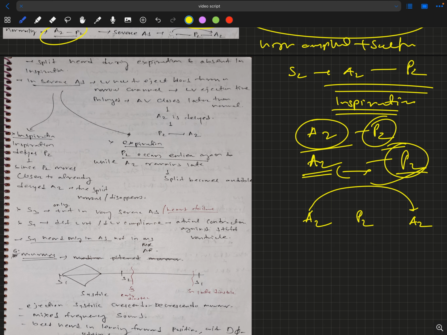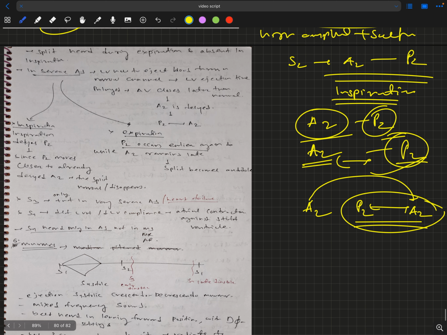Okay, so A2 is coming here. This is what is called reverse split. Reverse split means the split is heard during expiration. Normally the split was heard during inspiration, because during inspiration there is more blood coming to the right side of the heart, and that leads to delayed closure of P2. But what happens here? Reverse split means the split is heard during expiration and absent in inspiration. So in aortic stenosis, as I told you, due to left ventricular outflow obstruction, the aortic valve closes later, because it takes more time to pump the blood due to its narrow outflow.